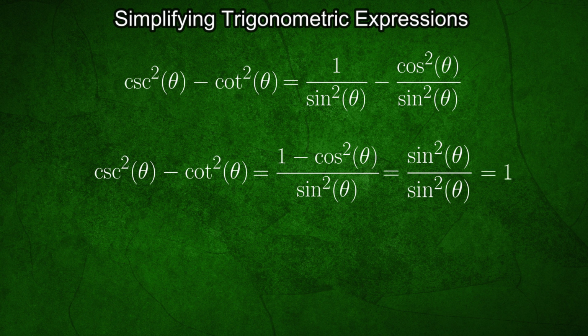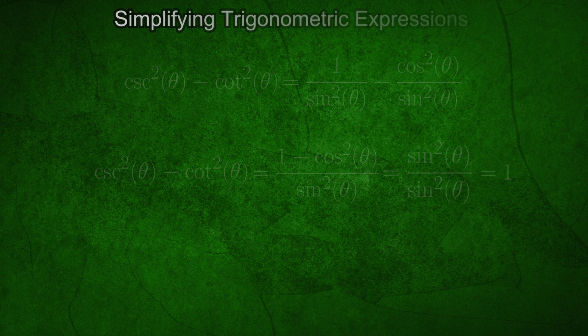Remember that we can do this substitution, 1 minus cosine squared of theta equals sine squared of theta, because this comes from the identity sine squared of theta plus cosine squared of theta equals 1.